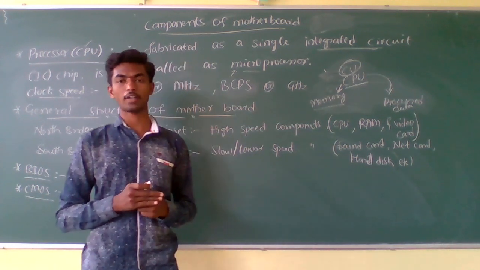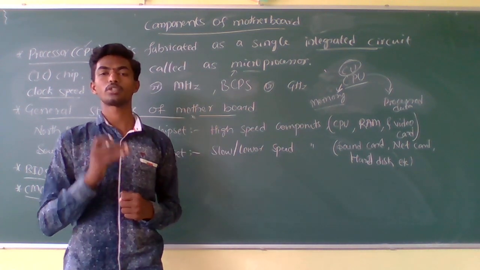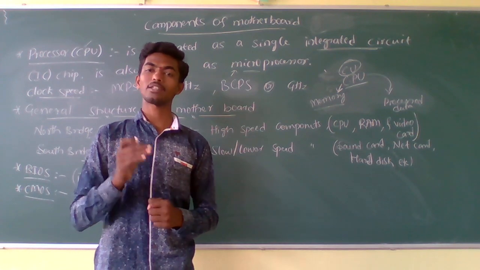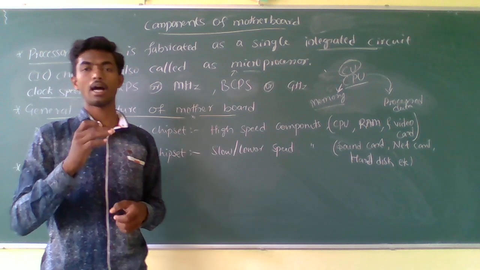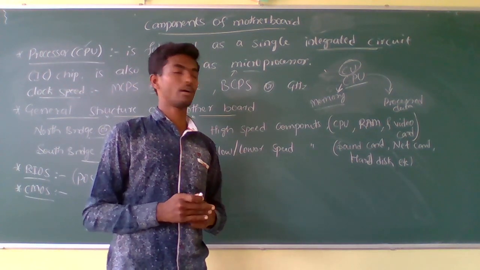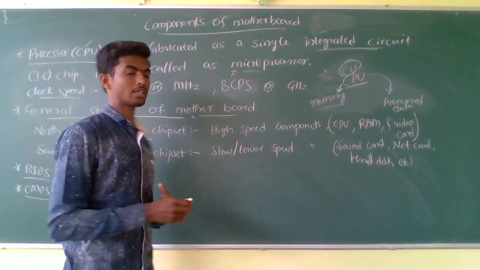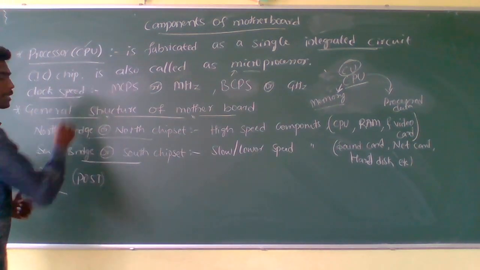For a small amount of time, registers are used to save the important data, and they have a small amount of memory. That's about the registers. And one more very important thing about a CPU is the clock speed.